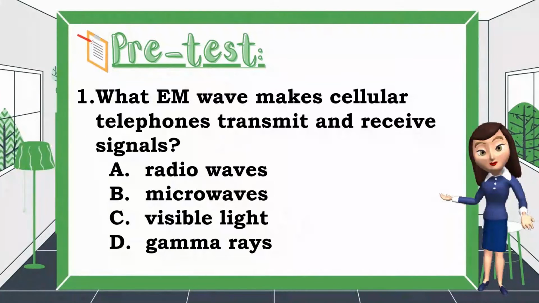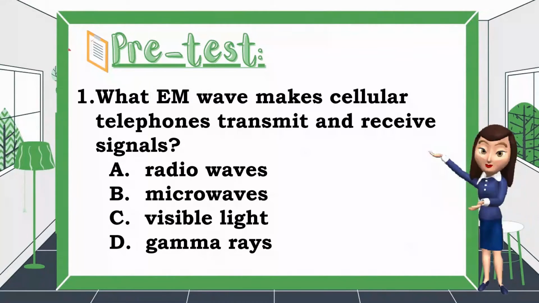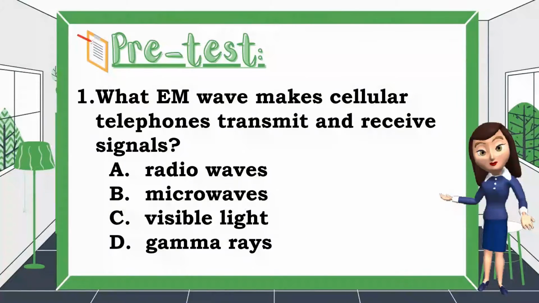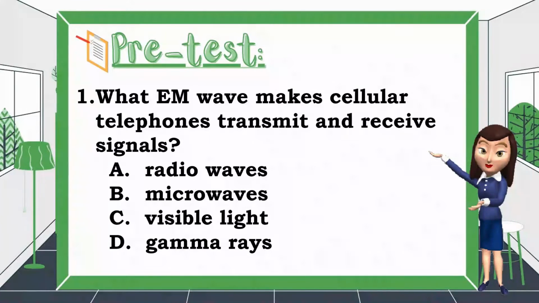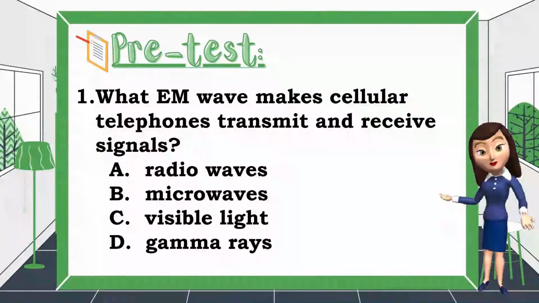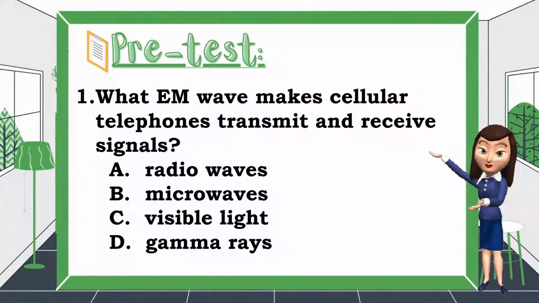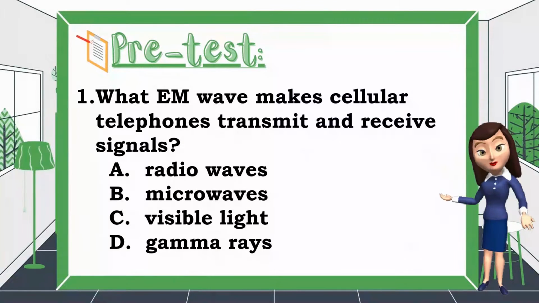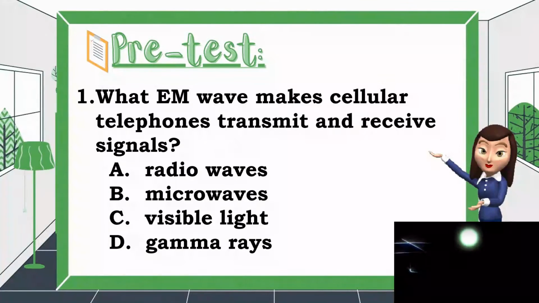Number 1. What EM wave makes cellular telephones transmit and receive signals? A. Radio waves, B. Microwaves, C. Visible light, D. Gamma rays.